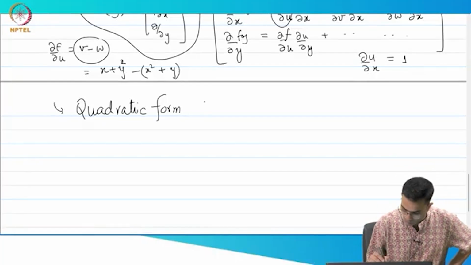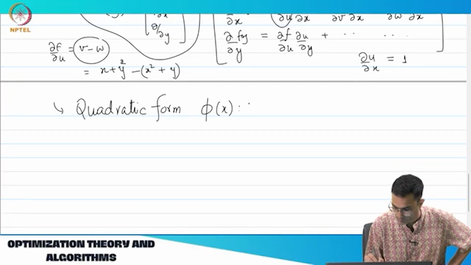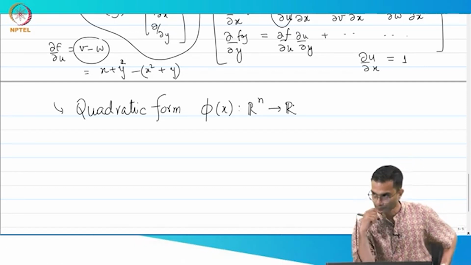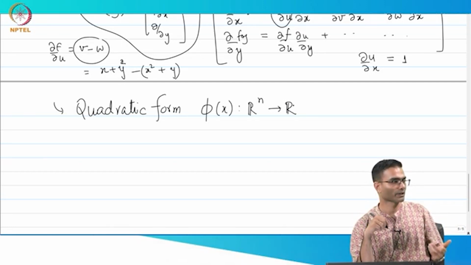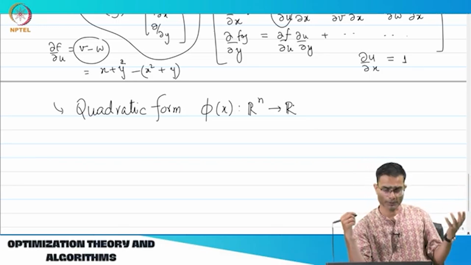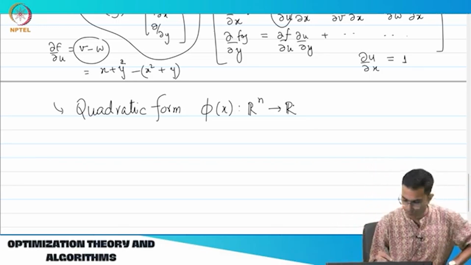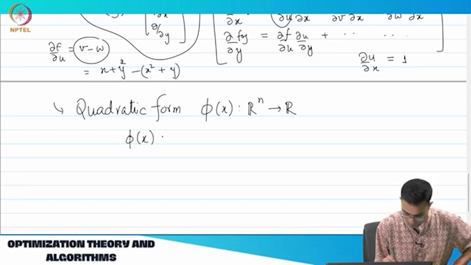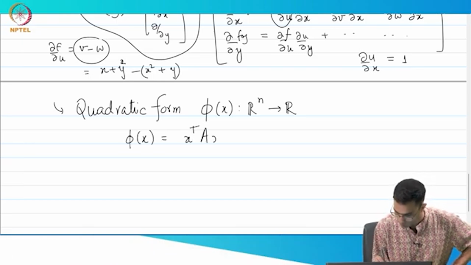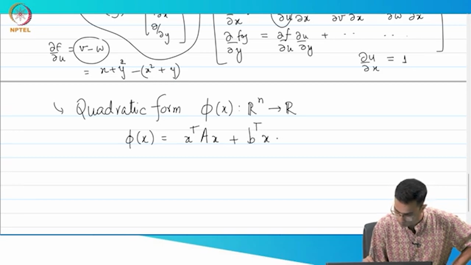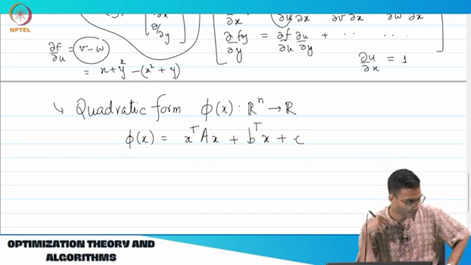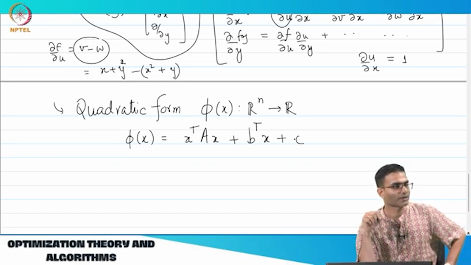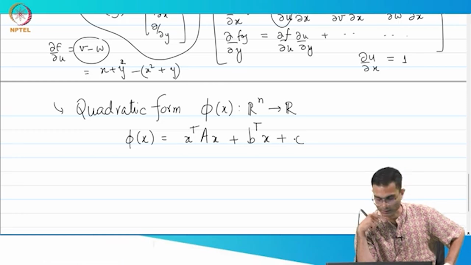The common symbol for it is phi of x, which is a function from Rn to R. A quadratic form is nothing but a generalization of a quadratic equation in one dimension to a quadratic equation in n dimensions. We call it a quadratic form. How do we define it? Okay. We have seen this in a previous class, right?